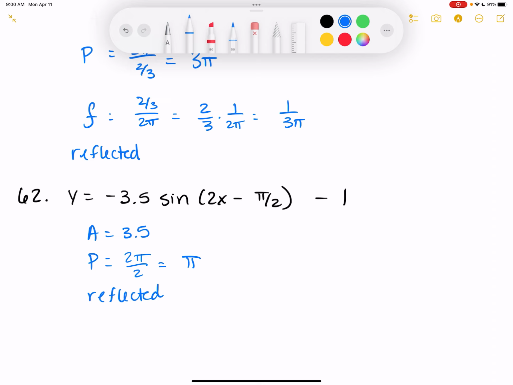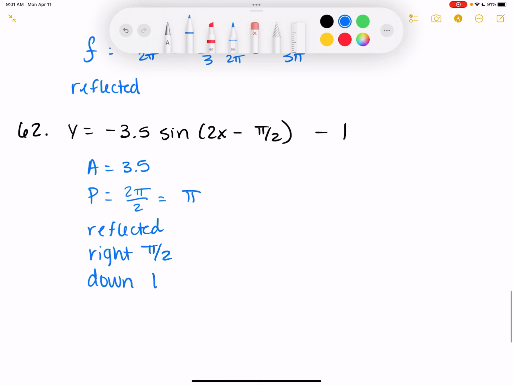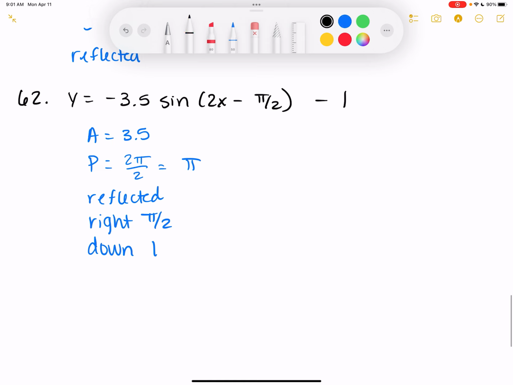Okay. So then shifts: right pi over 2, down 1. In your book, if it does do any of this in writing, it's going to be a vertical shift of blah, blah, blah. No one cares. Just tell me up, down, left, right. Horizontal and vertical get way too confusing, and people end up getting it wrong just because they don't know what the words mean. So just say up, down, left, right. Just easier.